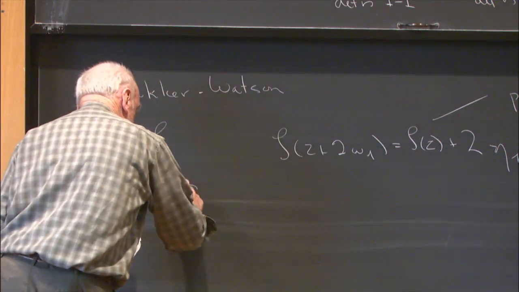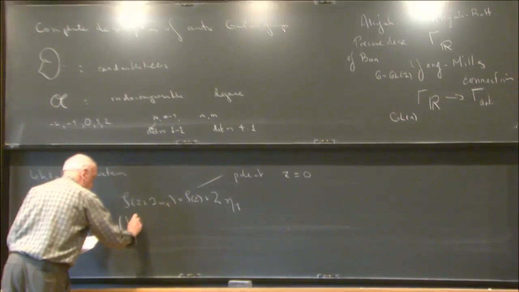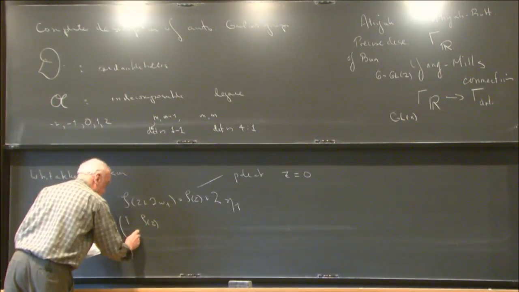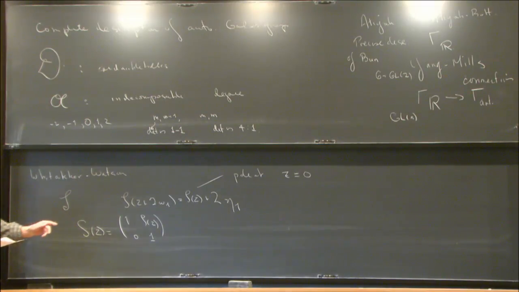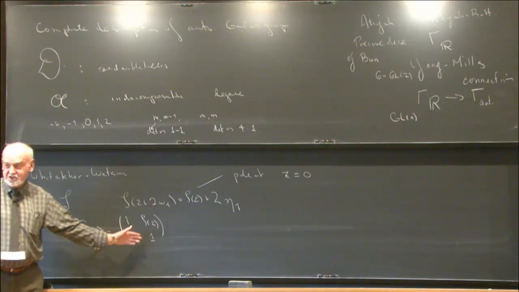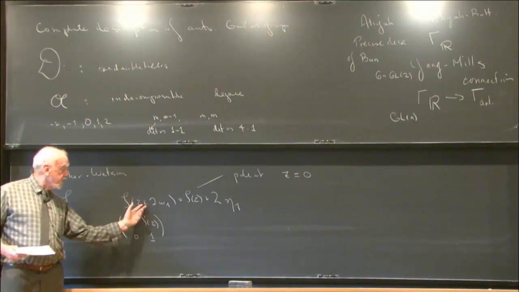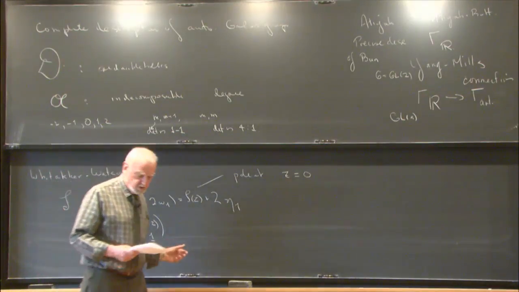So the bundle is given by S of... If you just think about it for a moment, thanks to this functional equation, if I move in either of these directions, I multiply this matrix on the right by a constant matrix. So this defines a bundle.